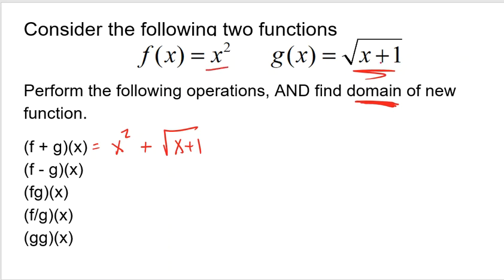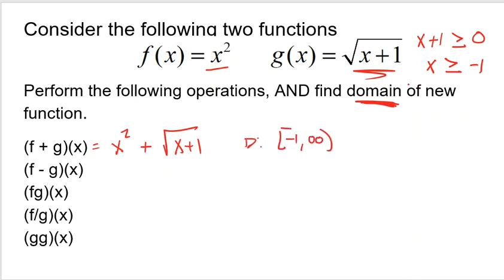And remember, because there's a square root here, the inside can only be greater than or equal to 0. That's one of our domain rules with square roots. So therefore, x can only be greater than or equal to negative 1. That's my domain, starting at negative 1 and moving forward.